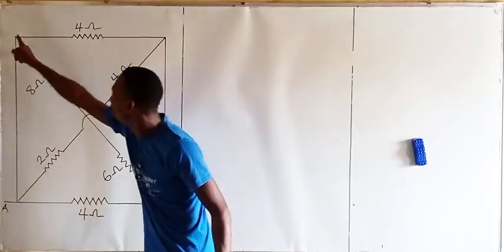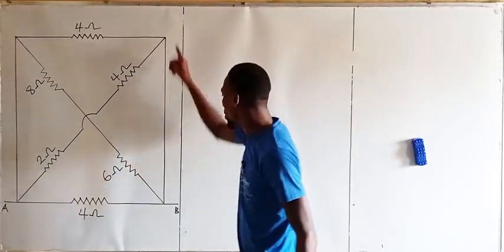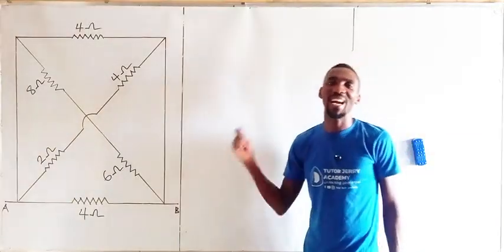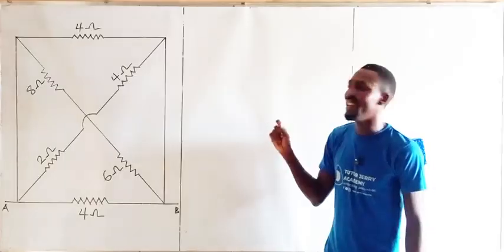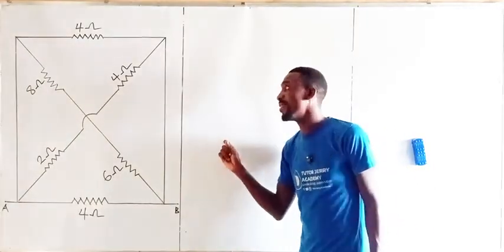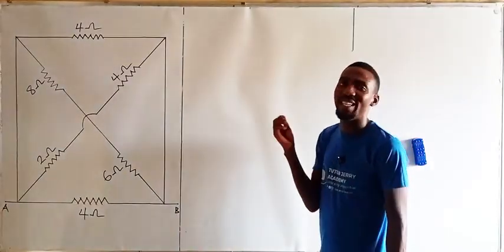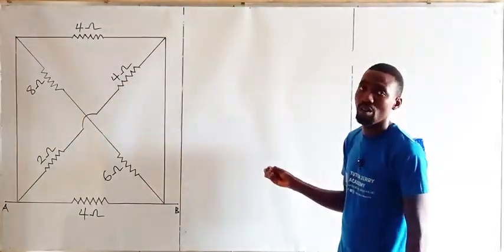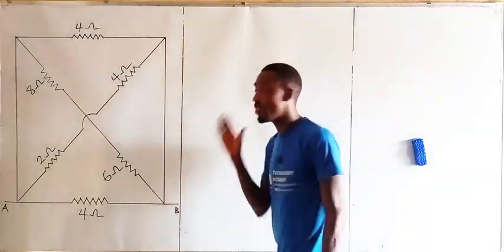If you look at this, this is an ideal wire. This is also an ideal wire. I have given us the definition of an ideal wire: an ideal wire is a wire that has little or no resistance at all.